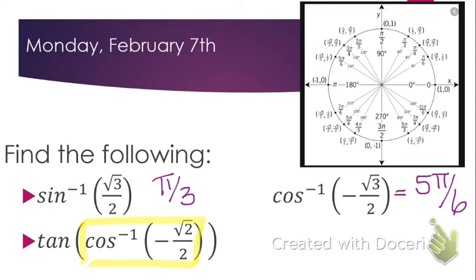So we have the tangent of negative root 2 over 2, which would be 3 pi over 4. So now you're ready to answer that question. So first we found the inverse cosine to figure out the angle. And now you need to find the tangent of that angle. So what is the tangent of 3 pi over 4?